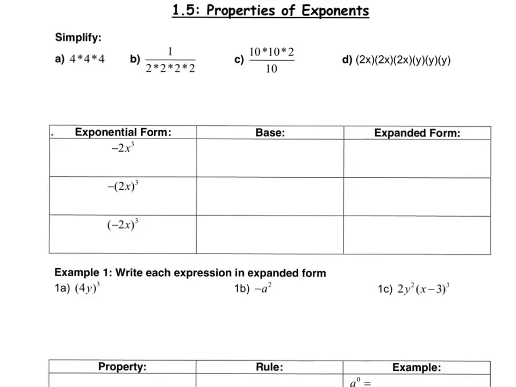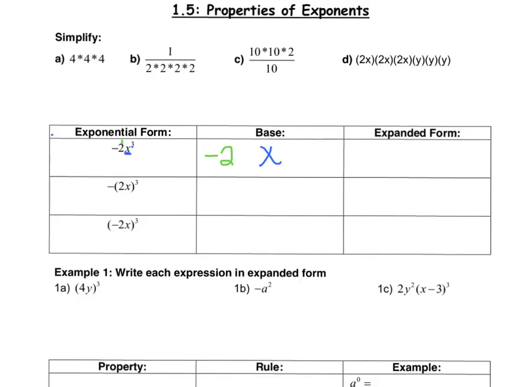This is exponential form, and exponents are connected to bases. See that little 3 right there? That's the exponent, and the base is the number or letter it is connected to. It is connected right to the x, so in this case, our base is x. What's that -2? Well, that -2 has a separate exponent. Its exponent is 1. It's not there, but we know it's a 1. So the other base is -2.